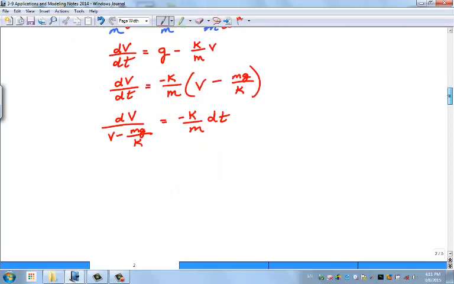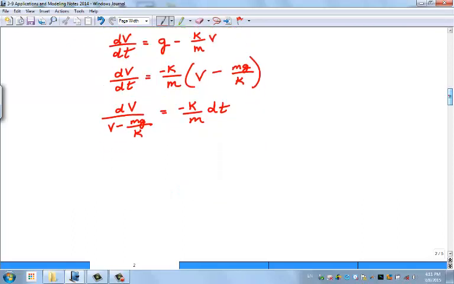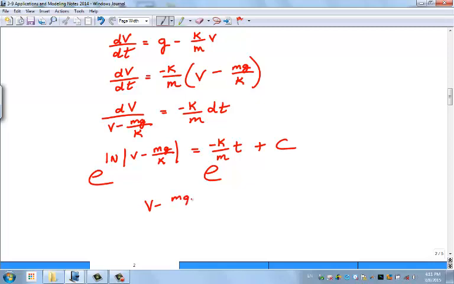So once we have that, we now can go ahead and get a solution to this. Take the natural log of both sides, so I get natural log of v minus mg over k is equal to negative k over m t plus c. Go ahead, raise e to the power of both sides. e to the c becomes an A, and we get v minus mg over k is equal to A e to the negative k over m times t.